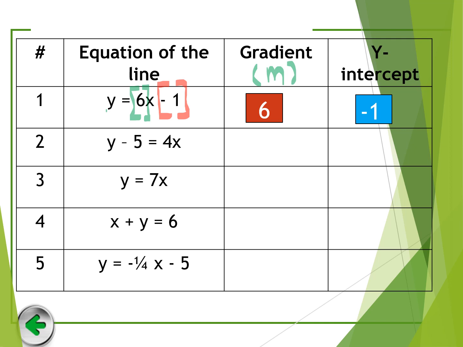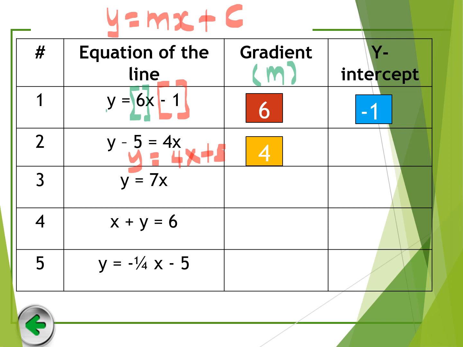Number 2, y minus 5 equals 4x. Remember, the equation of the line is y equals mx plus c. So we have to rearrange this. So we're going to get y equals, let's leave the 4x, but we're going to move this minus 5, and it's going to become a plus 5. Therefore, our gradient would be 4, the coefficient of our x term, and 5 is positive, so that's our y-intercept.